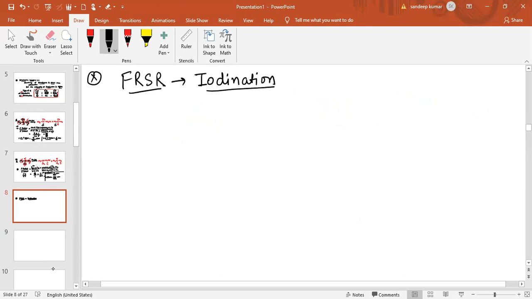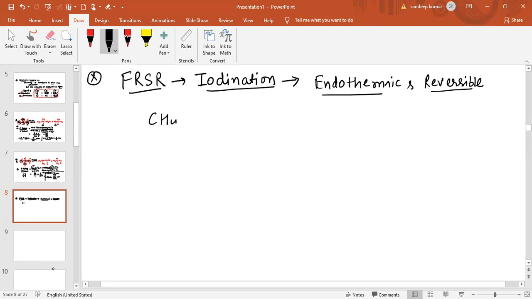This is iodination. Basically, the iodination reaction is endothermic and reversible in nature. Please note these two points: iodination is basically endothermic and reversible in nature. First, I am going to discuss the reaction with you.